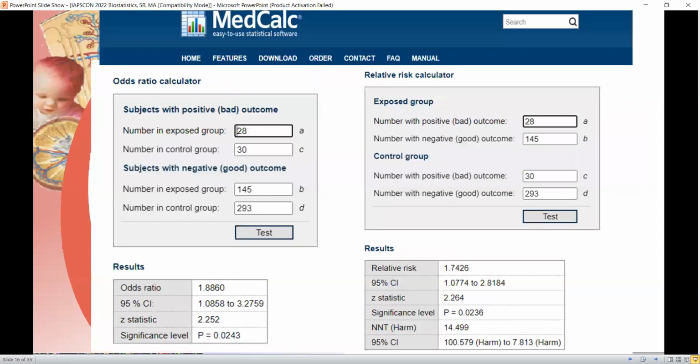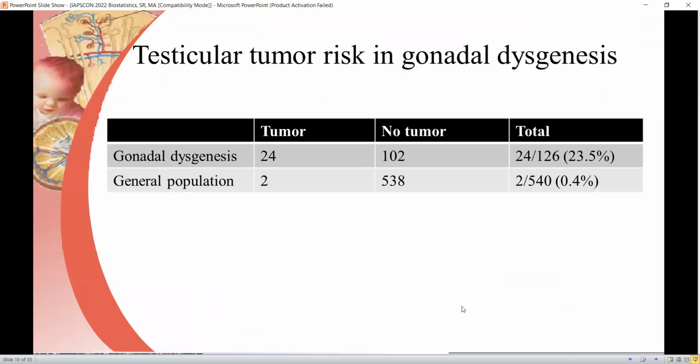I will tell you with an even simpler example. Now, before that, how you calculate this: here also we have this MedCalc where you put the numbers in the exposed group, numbers in the control group, and then you use that statistics test. The odds ratio calculator will give you the odds with the significance. Similarly, the relative risk calculator will give the relative risk with that. Now, let us go to this particular example.